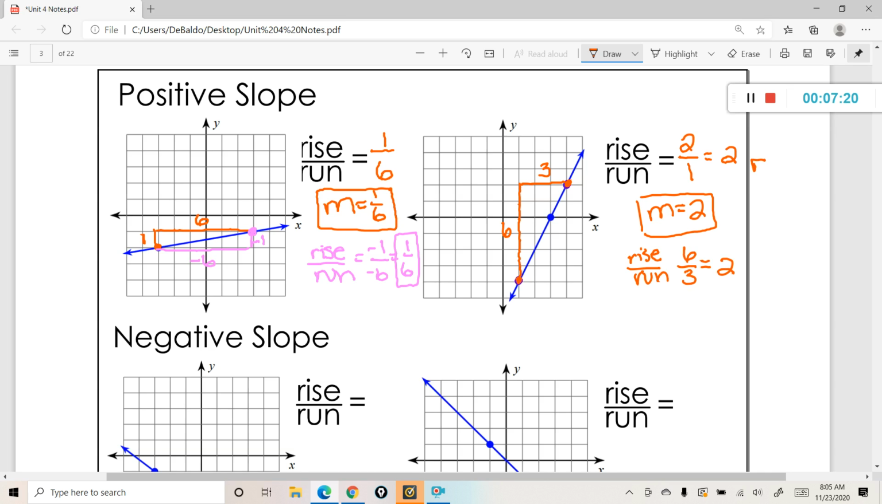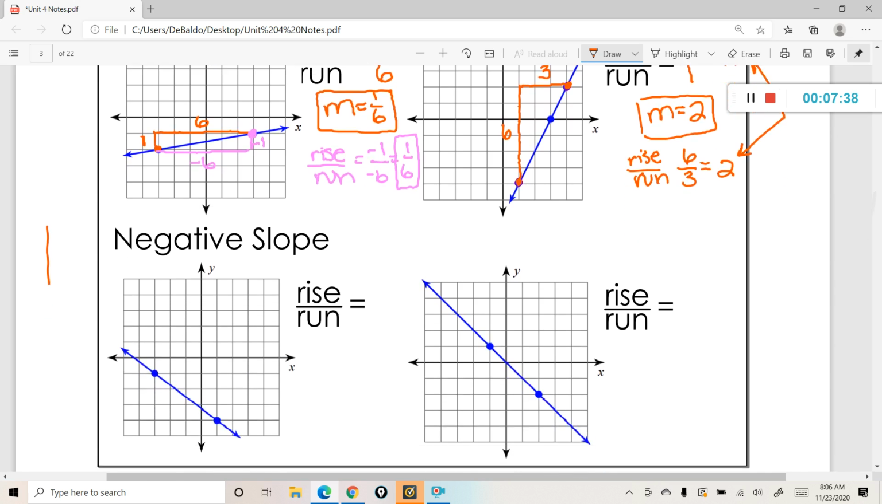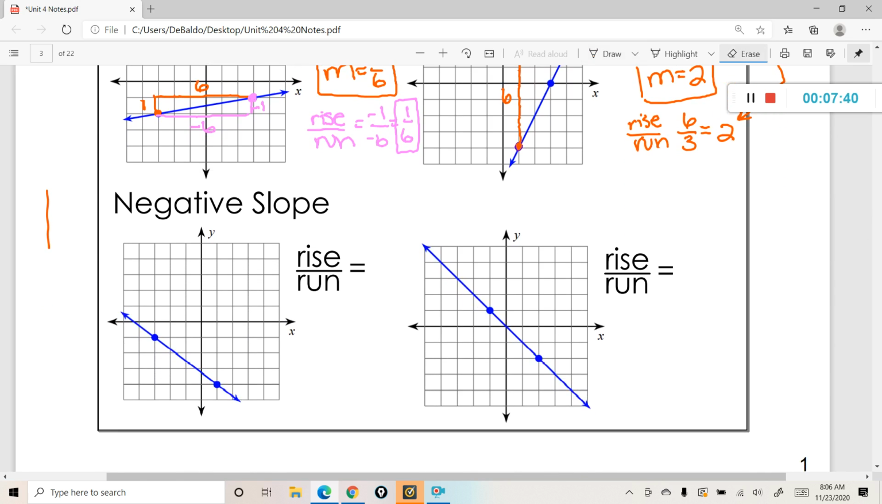See how these are the same? No matter what coordinates you use on that line, the slope of the line will always be the same, as long as you calculate it properly. So those are 2 examples of positive slopes. Now let's go ahead and look at some negative slopes. And negative slopes actually work the same way. So let's look at these ones.